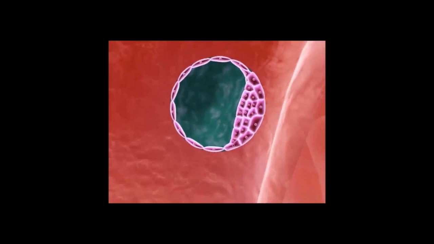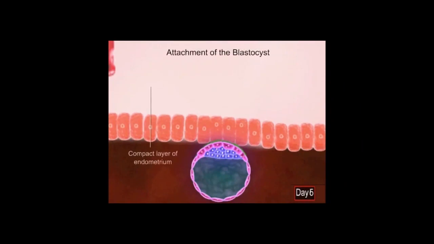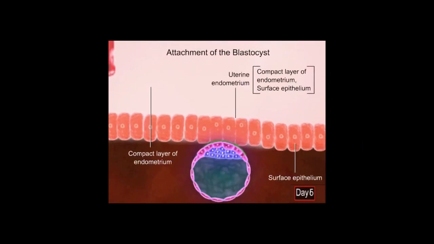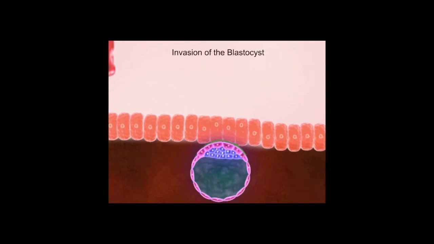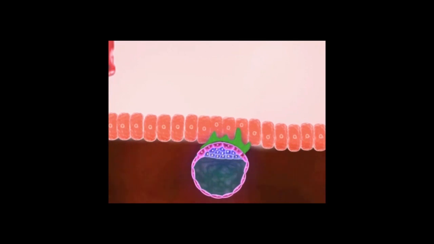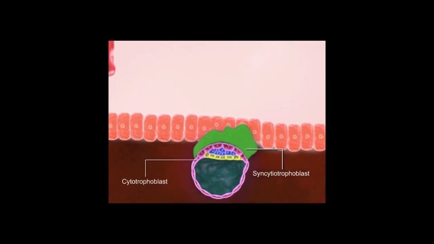A fluid-filled space appears in the morula, and the morula becomes a blastocyst. By then, the zona pellucida degenerates. 6 days after fertilization, the blastocyst attaches to the compact layer of uterine endometrium. The trophoblast proliferates rapidly and differentiates into an outer multinucleated syncytiotrophoblast and an intercellular cytotrophoblast.